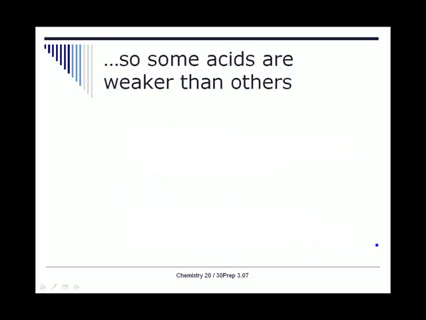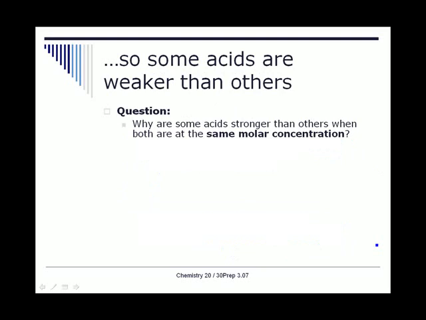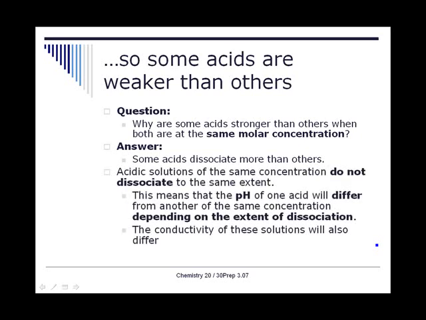So, some acids are weaker than other acids, even when they have the same concentration. So, the question is why? And the answer is some acids dissociate more than others. Weak acids don't dissociate as much as strong acids, so they don't dissociate to the same extent. This means the pH of one acid will differ from another of the same concentration, depending on how much dissociation happens. Their conductivity will also differ.